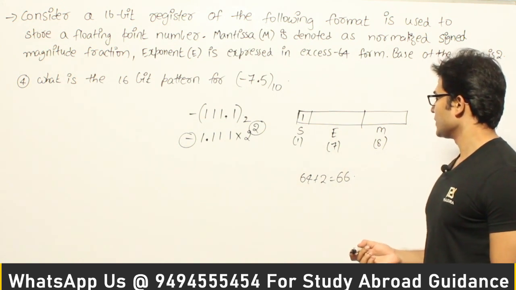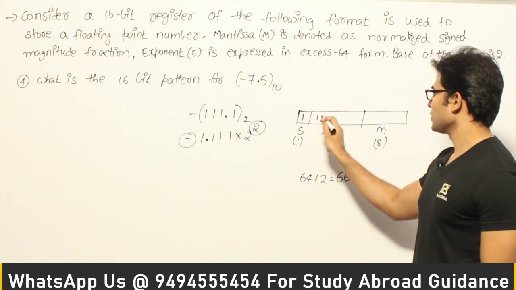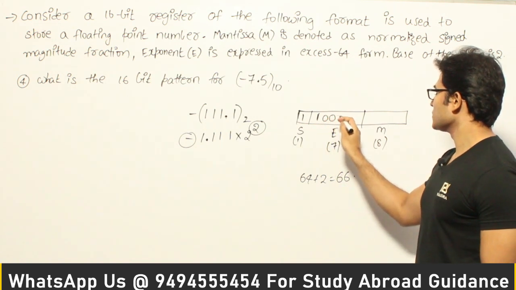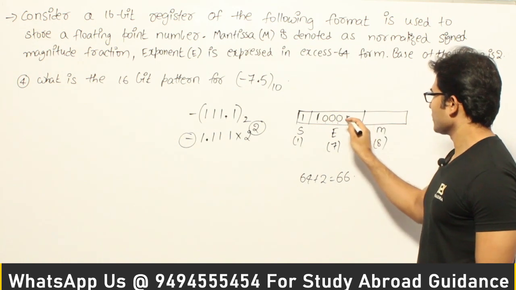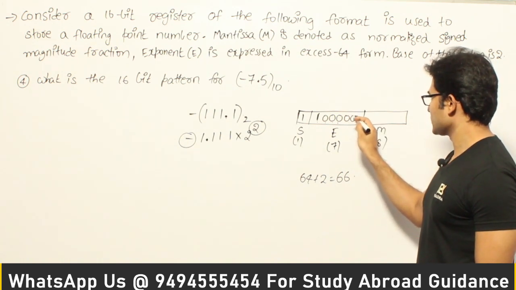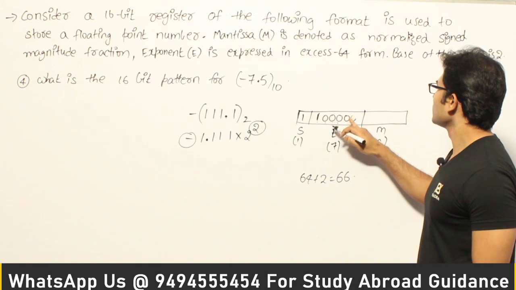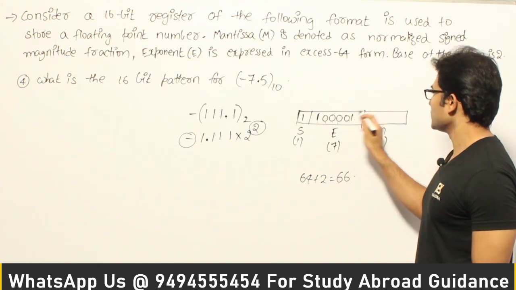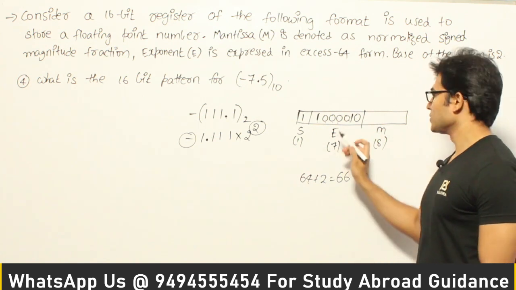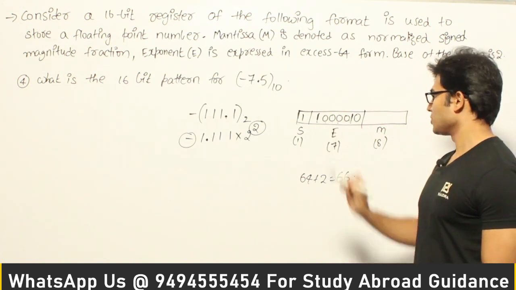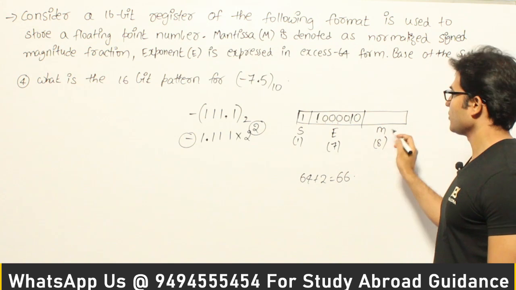So using 7 bits, it is going to be 1 0 0 0 1 0 1 0. So 64 plus 2 is 66, right? So it is going to be 64 and it is going to be 2, so it is going to be 66. And what about mantissa?